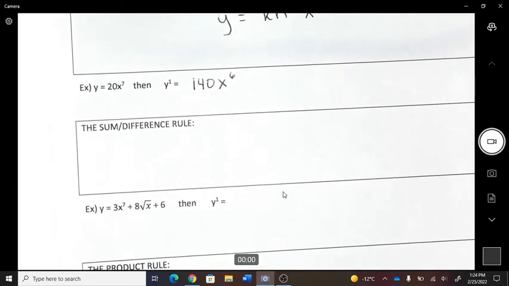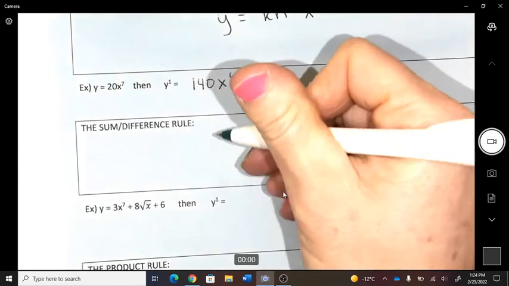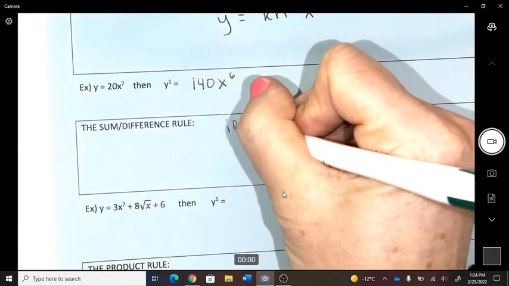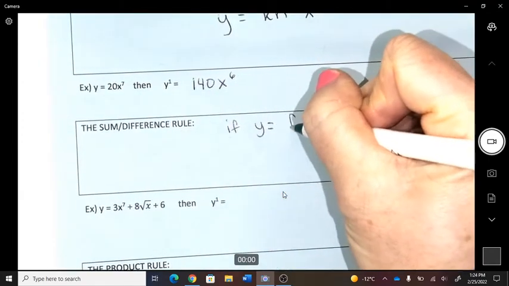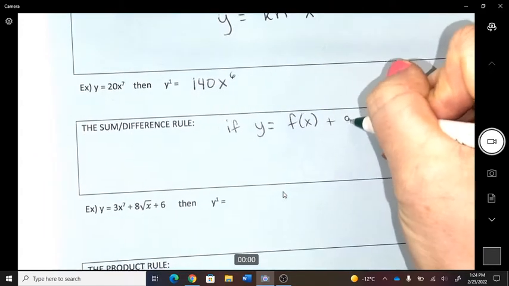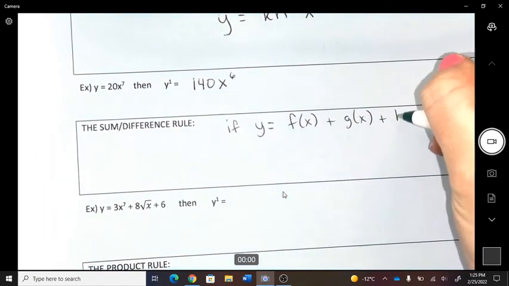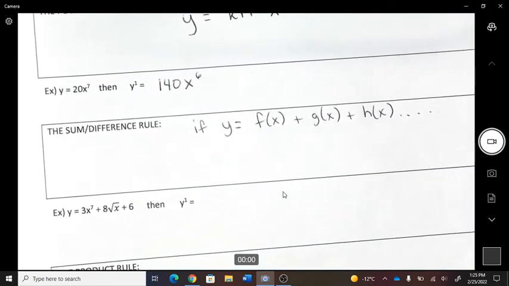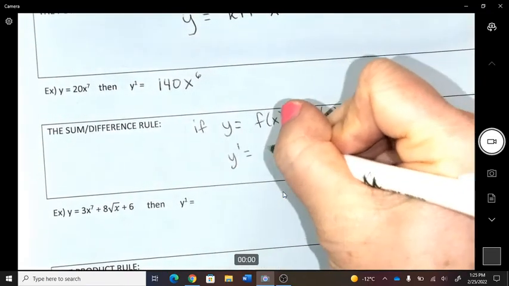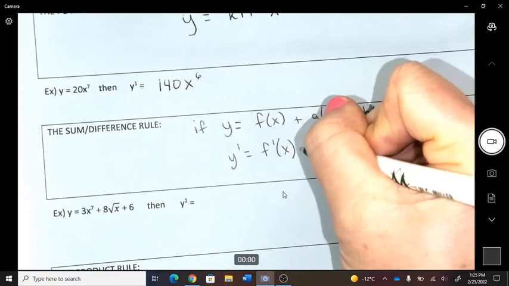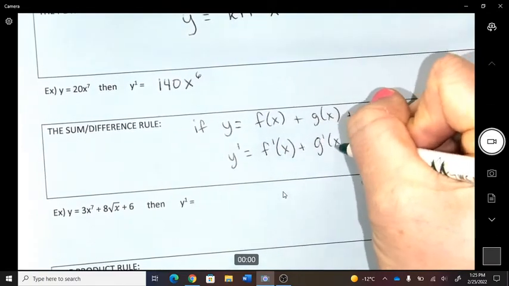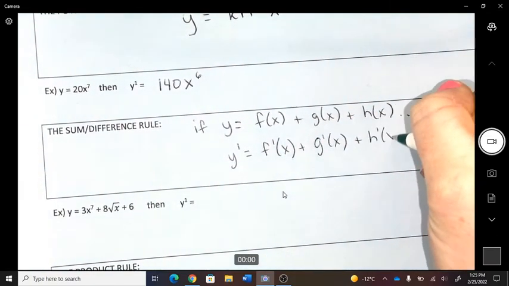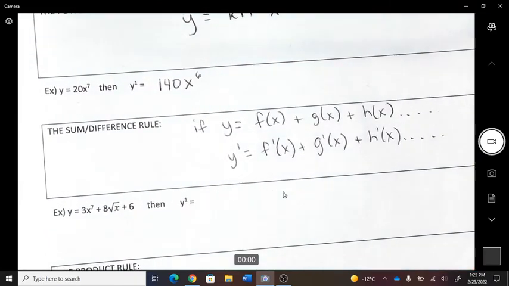Okay, next, if our function is some function plus some other function plus some other function, the derivative will just be the derivative of that function plus the derivative of that function, etc. Okay, so nothing really new there. This is going to look way more complicated than it actually is.